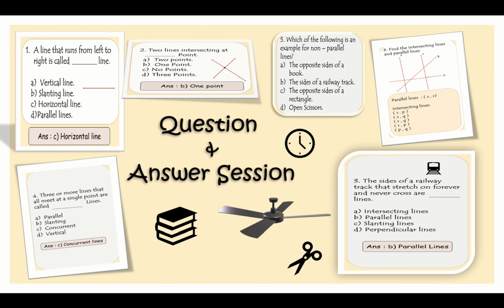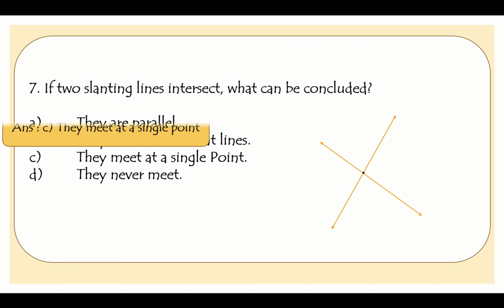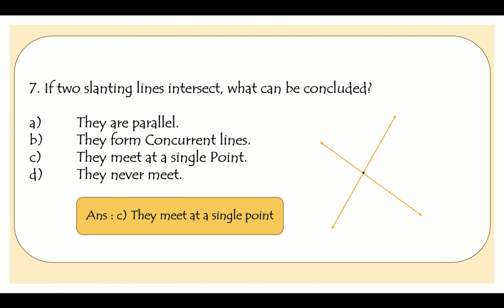By the thumbnail and title, you may have already guessed it. This video continues my question and answer session on the topic of types of lines. I want to add more questions that are useful, and I will show you how to find congruent lines for a given figure. My next question is, if two slanting lines intersect, what can be concluded? They are parallel, they form congruent lines, they meet at a single point, they never meet. If you observe the figure, the two lines meeting at a common point. So my answer is they meet at a single point.